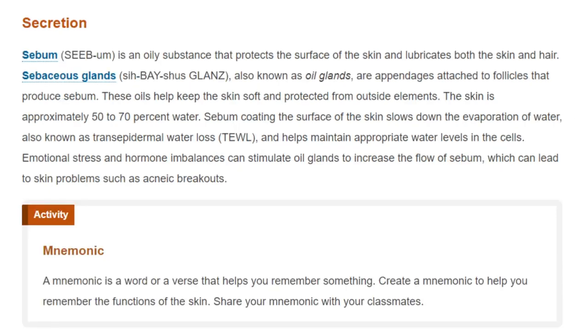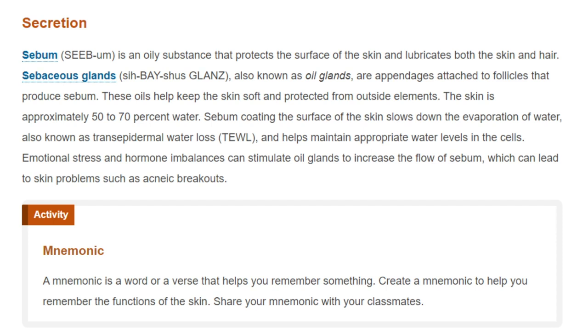Secretion. Sebum is an oily substance that protects the surface of the skin and lubricates both the skin and hair. Sebaceous glands, also known as oil glands, are appendages attached to follicles that produce sebum. These oils help keep the skin soft and protected from outside elements.